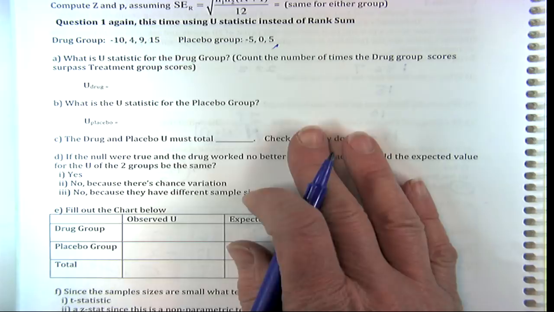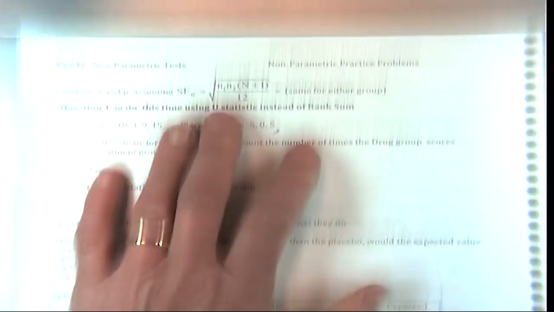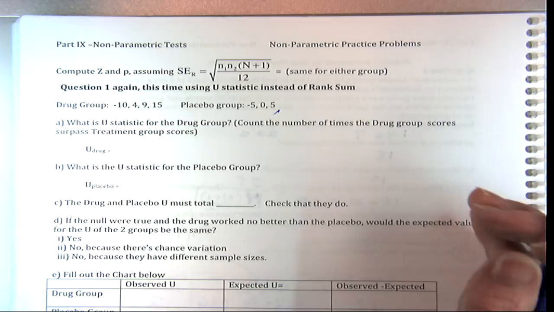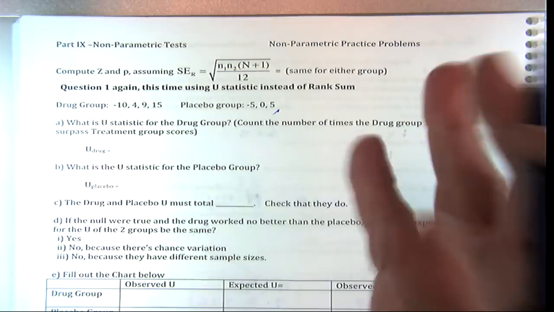And now let's look at the U statistic. These non-parametrics are very nice because you can check your work: you're going to get the same Z statistic with the U as you do with the rank sum. So now, the U statistic is what?